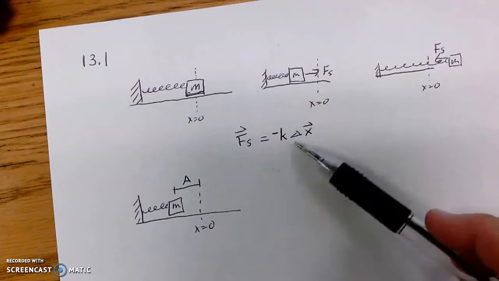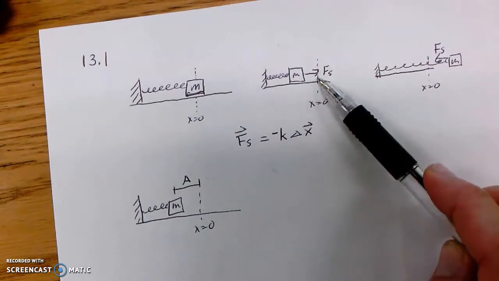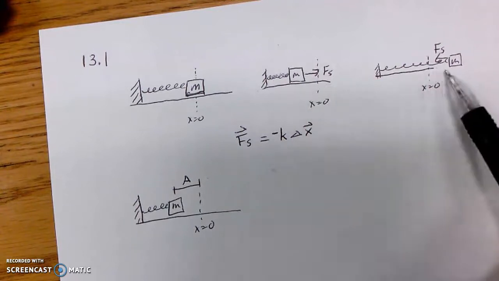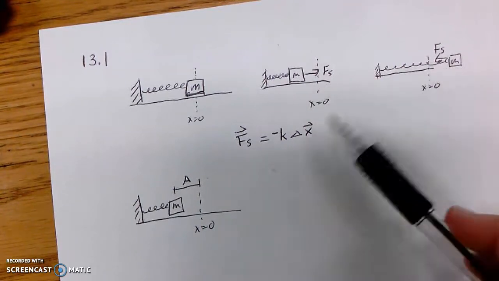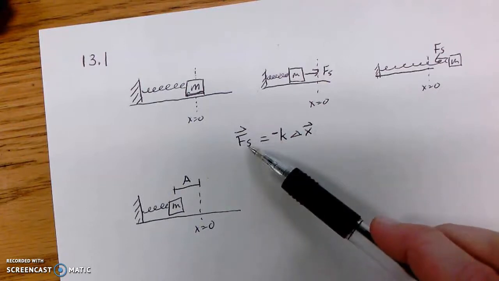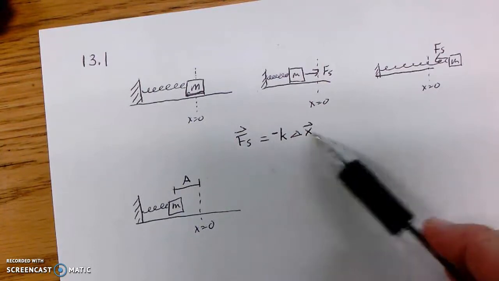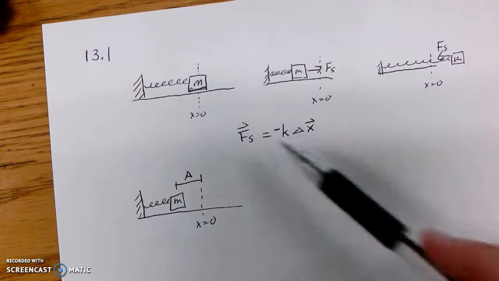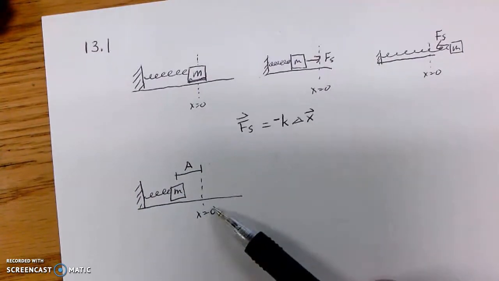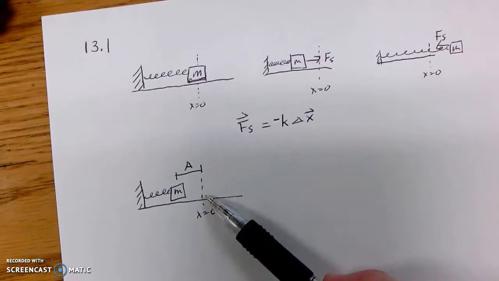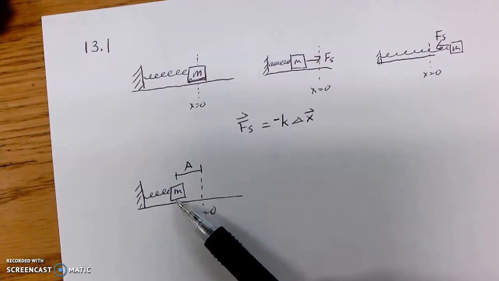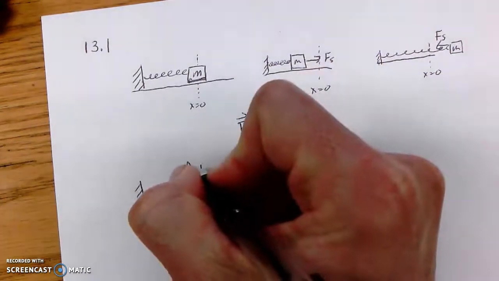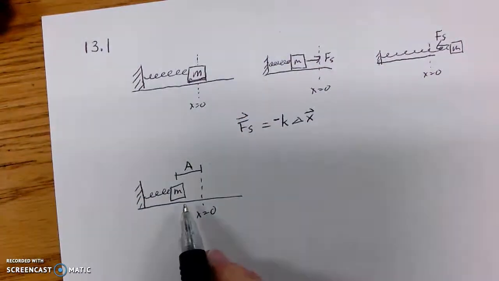So you'll see that if we displace the mass to the left, the force is to the right. If we displace the mass to the right, the force is to the left. So instead of the spring force equals k delta x, there's a minus sign to switch the direction of the force. And then imagine we take the mass and squish the spring some distance A.